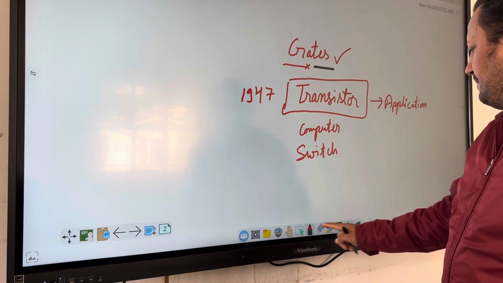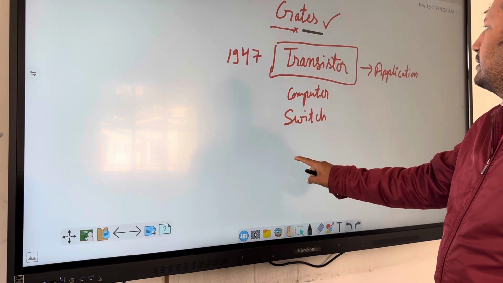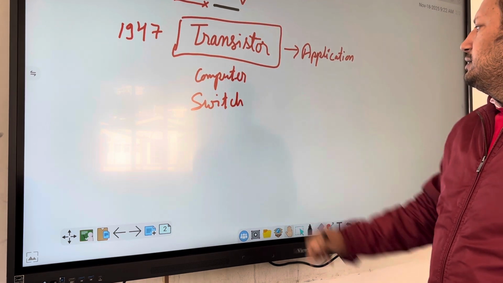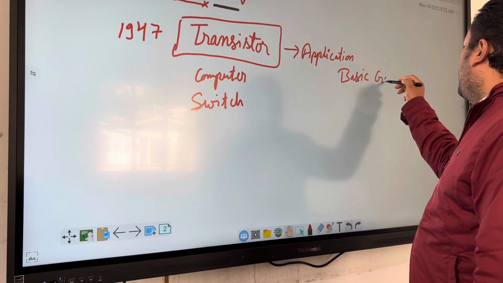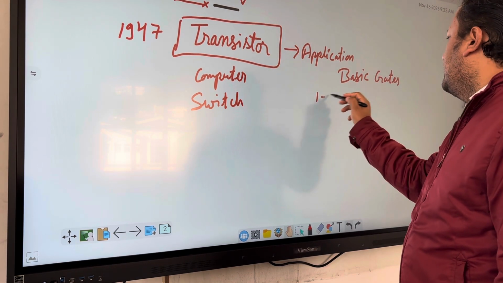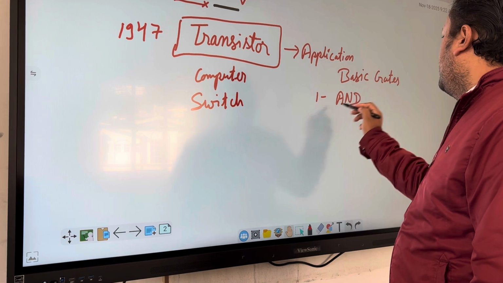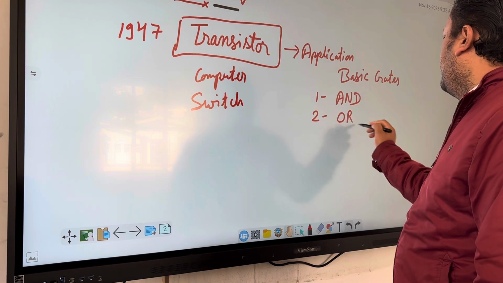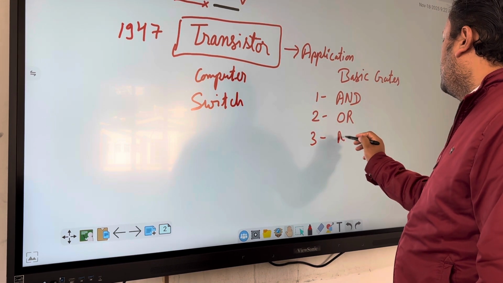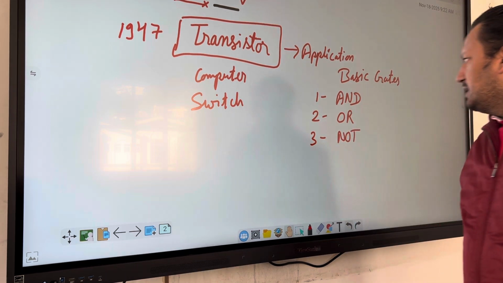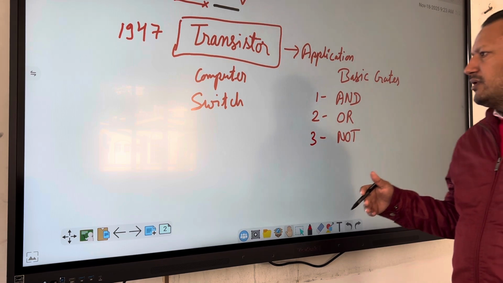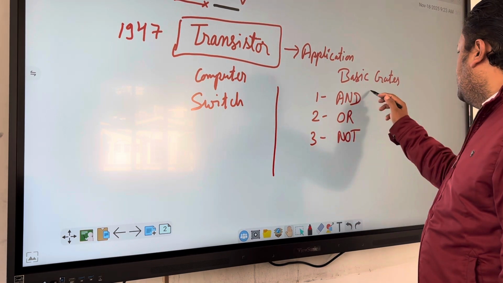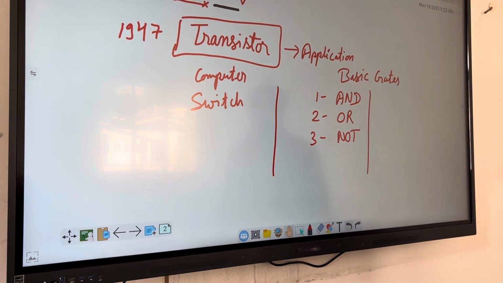So let's discuss gates now. You have three basic gates: AND, OR, and NOT. When you understand the basic gates, you understand why we need the transistor and why transistors are important for computers. In the basic gates, AND is 1 when both the inputs are 1.